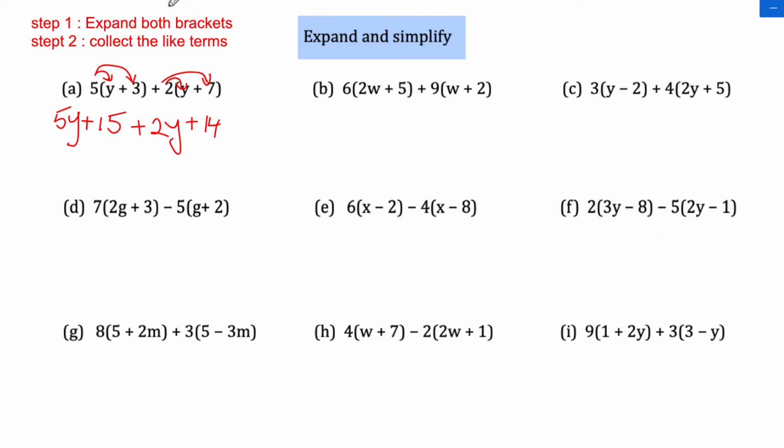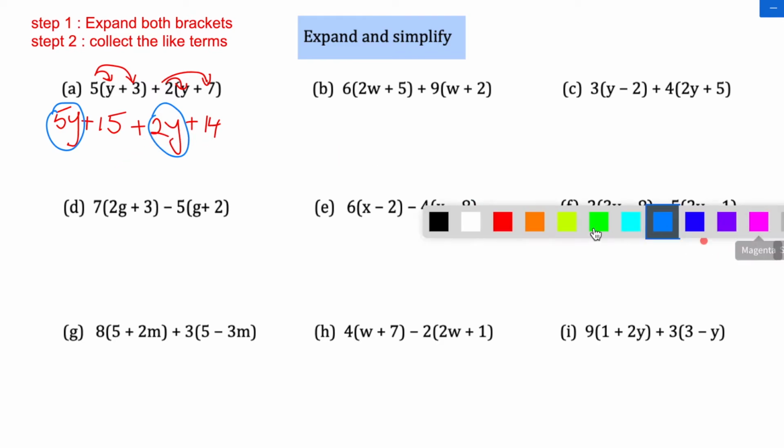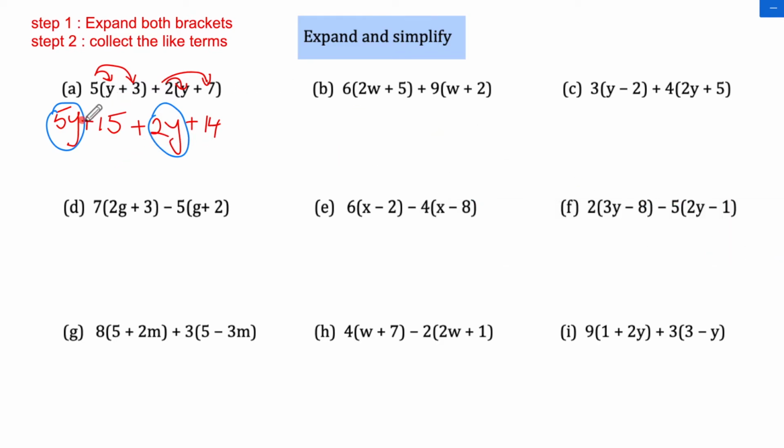Okay, so now let's circle the like terms. This one is a like term with this one because they have similar letters. It's like 2 people that speak the same language, okay? And the positive 15 and the positive 14 are like terms. I also want you to pay attention to the signs. That's where people go wrong.